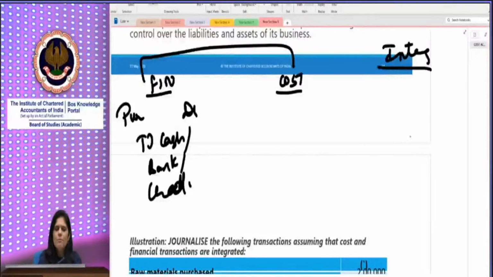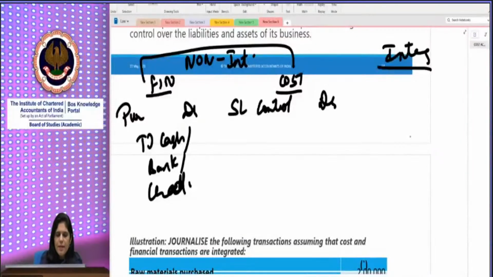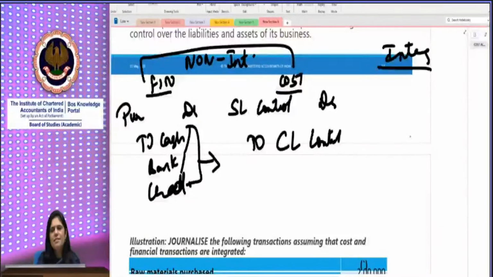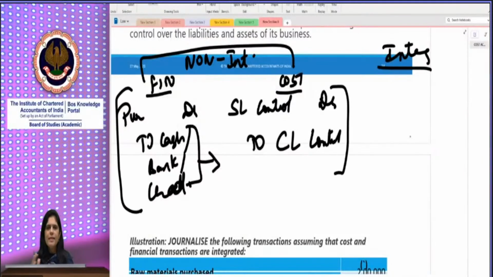In cost accounting, purchases, we convert it into stores ledger control account. Here, I'm talking about non-integrated, what we have just done. All right. Stores ledger control account debit. In place of this, we use cost ledger control account. So in financial, we use this entry. In cost ledger, we use totally different aspect. We use the control account.